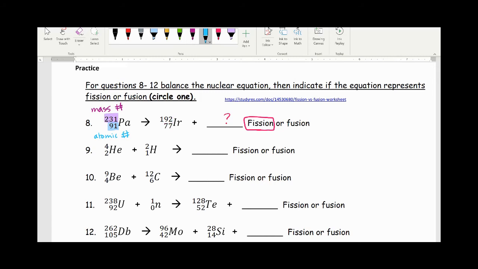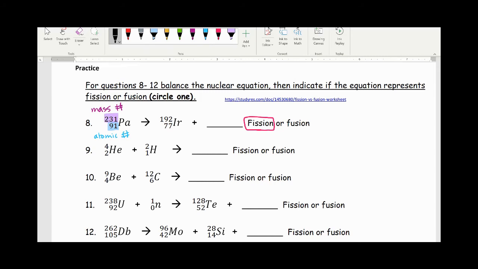So what we can do to figure out the mass number of our new element is take 231 and subtract 192. That gives us a number of 39. And so again, 39 plus 192 needs to equal 231.